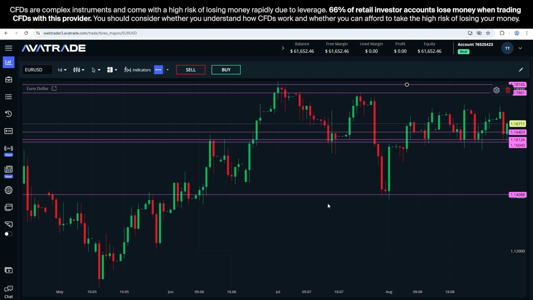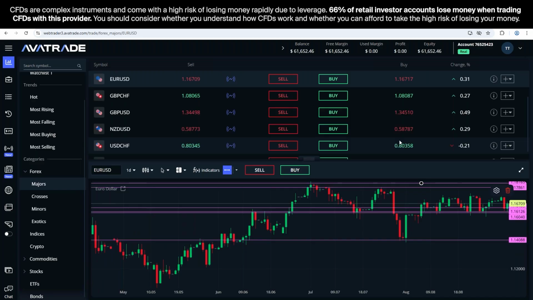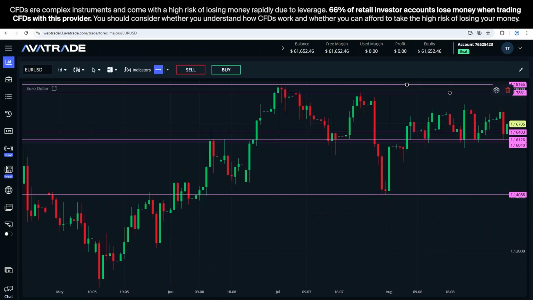I'll pause for a moment. Any questions, comments on what we went over with this trade setup or the protection plan? And if I see any questions pop up, I'll address them as I go. For now, I don't see any.